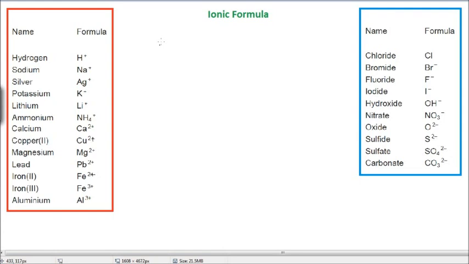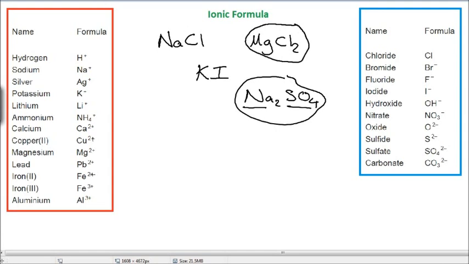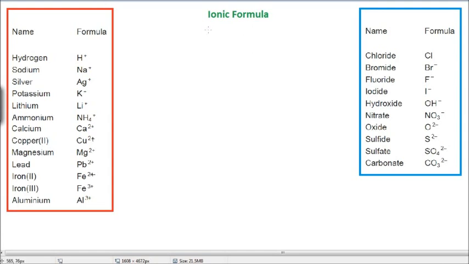So for example, you've got the classic ones like NaCl, which has got sodium and chlorine in it. You've got things like MgCl2. You've got potassium iodide. So it's just basically how we write these things. Na2SO4, so that would be sodium sulfate. So formula means these things. It means how we put more than one element together. So in this tutorial, we're going to look at how we write those and how we put those things together.